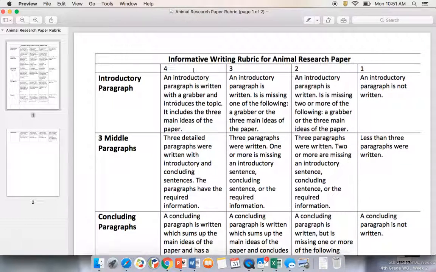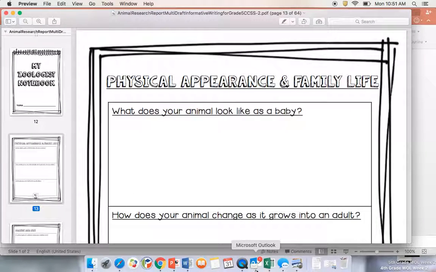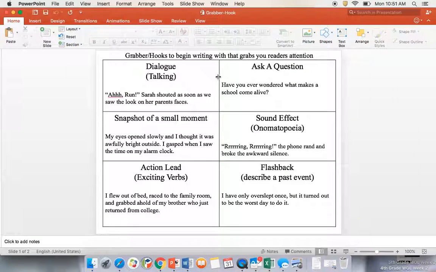So we know what our requirements are for our introductory paragraph. Let's go ahead and talk about some of the things that we're going to need to be able to write our introductory paragraph. The first thing that I want to talk to you about is a grabber or a hook. Now, a grabber or a hook is a really, really interesting way to start out your writing. It's the first sentence of your entire paper, and it's something that's going to grab your reader's attention.